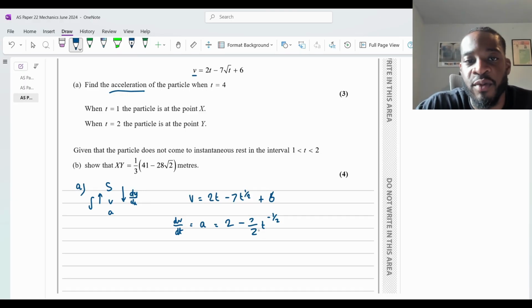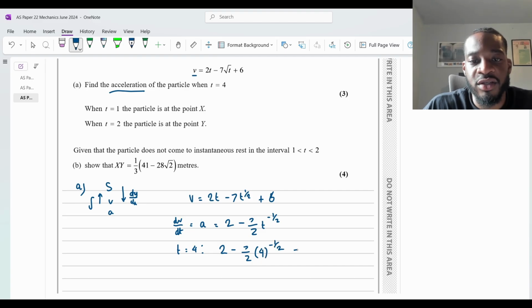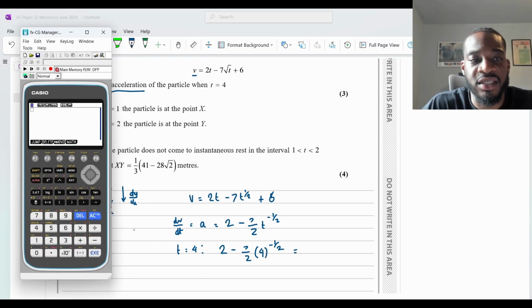We want the acceleration of the particle when t is equal to 4. So all we're going to do now is plug in t equals 4 into that and see what we get. So it's going to be 2 minus 7 over 2, and then it's going to be 4 to the minus a half. So let's put that into the calculator and see what we get. So it's going to be 2 minus 7 over 2, and then 4 to the minus a half.